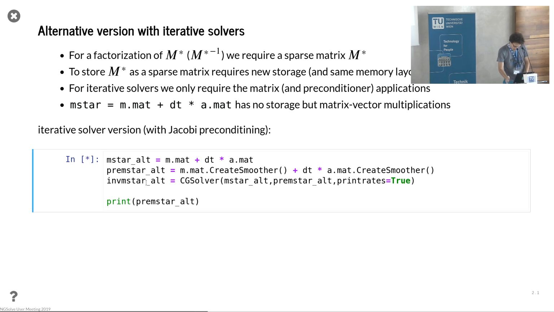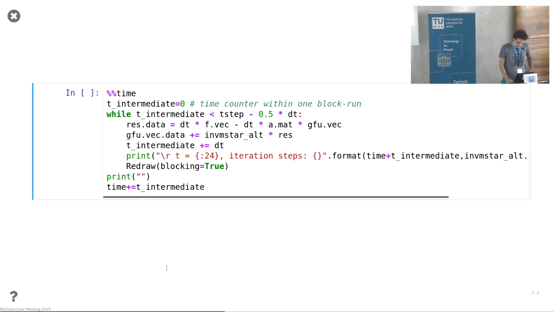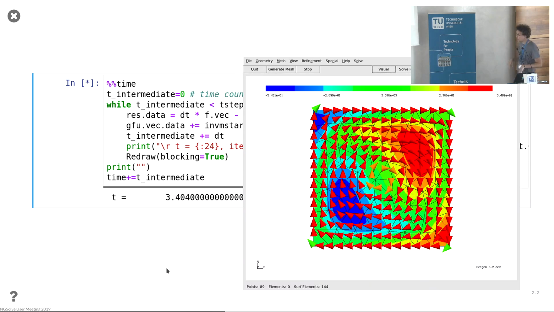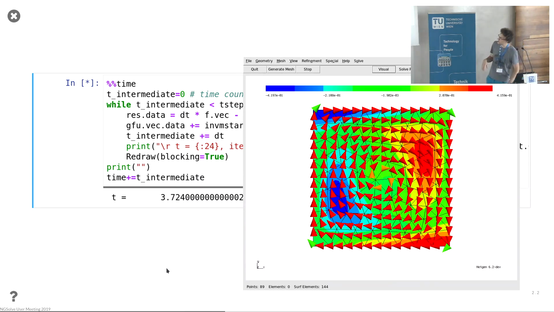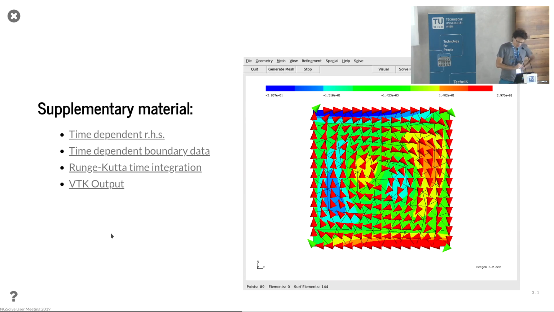I introduced a star here. Okay, and then the result, for example, for this preconditioned matrix is just the base matrix, so there's no storage involved in this matrix here. You could solve the same problem again. It's much slower now because the iterative solver is not the best to do, just a Jacobi preconditioner, obviously, on the problem, but in principle, you can do this. You can circumvent setting up a new matrix.